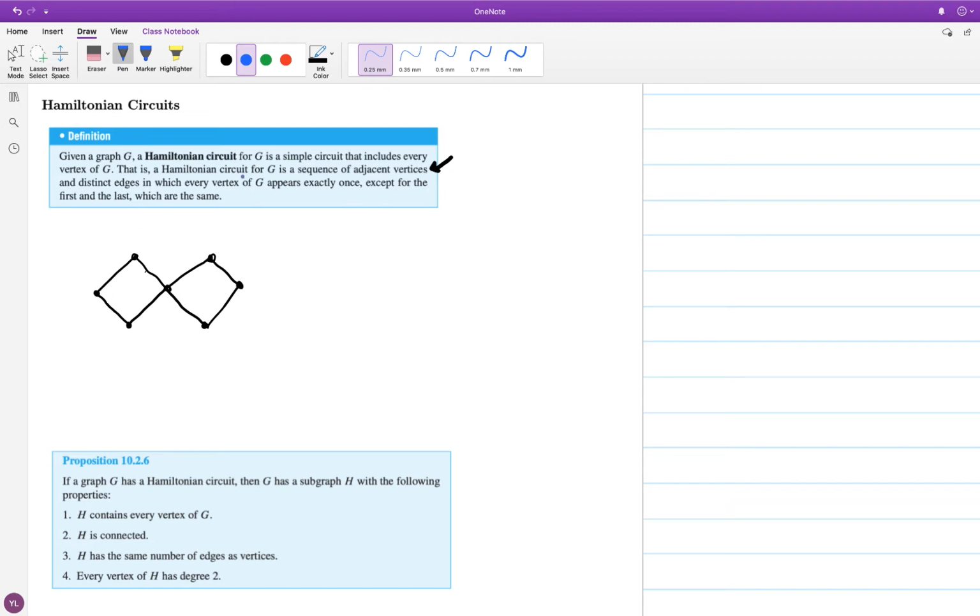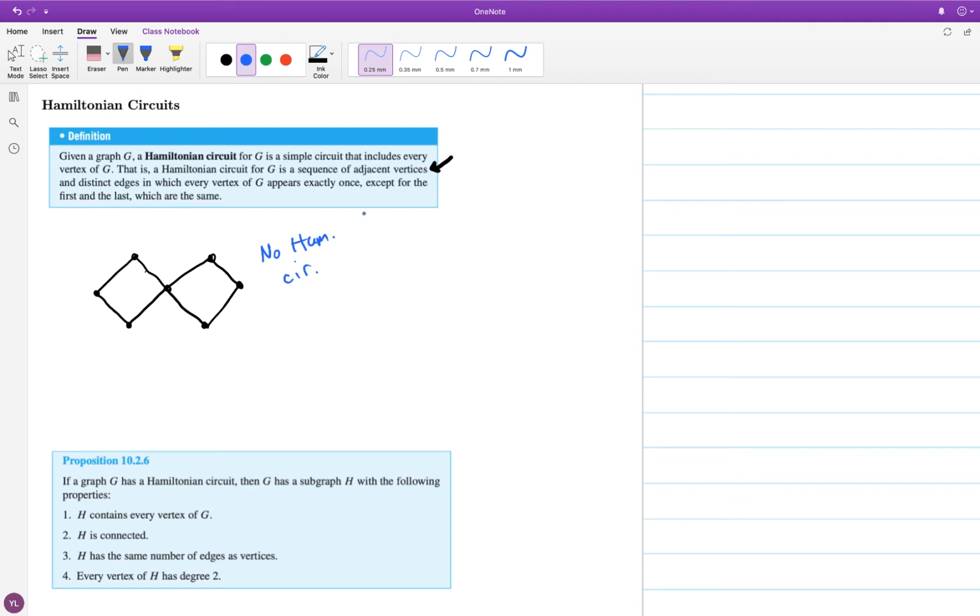But for a Hamiltonian circuit, you want it to be simple, so you don't want to repeat any vertices. And so if you try and do this, visit all the vertices, you're forced to repeat that middle one if you're to visit vertices on the left and vertices on the right. So it simply doesn't have a Hamiltonian circuit.